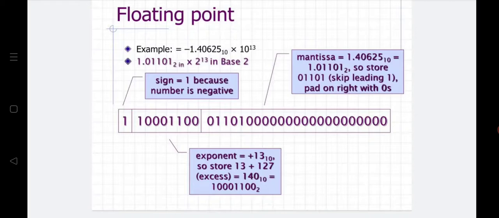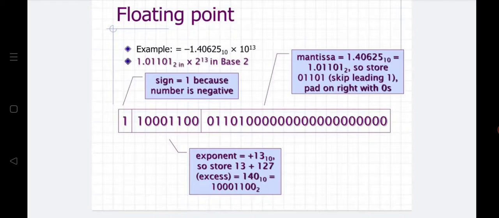Now how are we going to represent it in floating point representation? What is my first digit? The first digit is your sign bit. If it is 0, it means a positive number; if it is 1, it means a negative number. What is the number given in the example? It is minus 1.40625. Minus means the negative symbol. So what happens to the sign bit? It becomes 1.